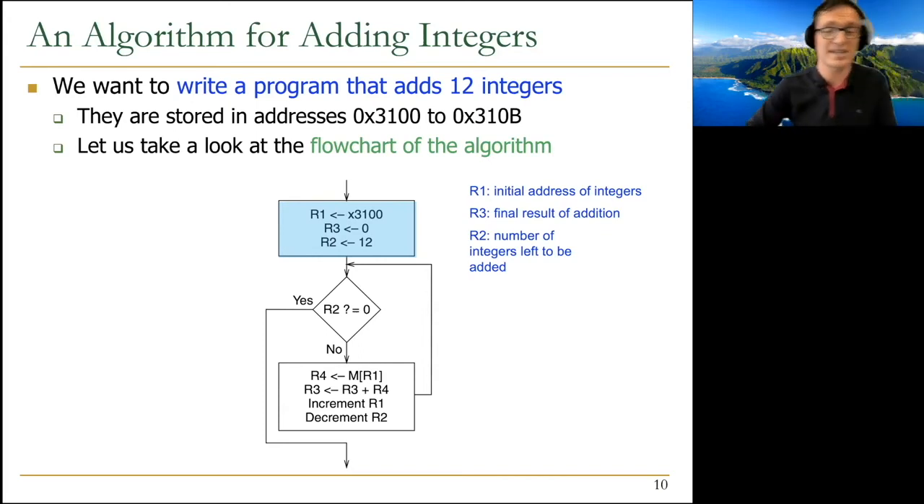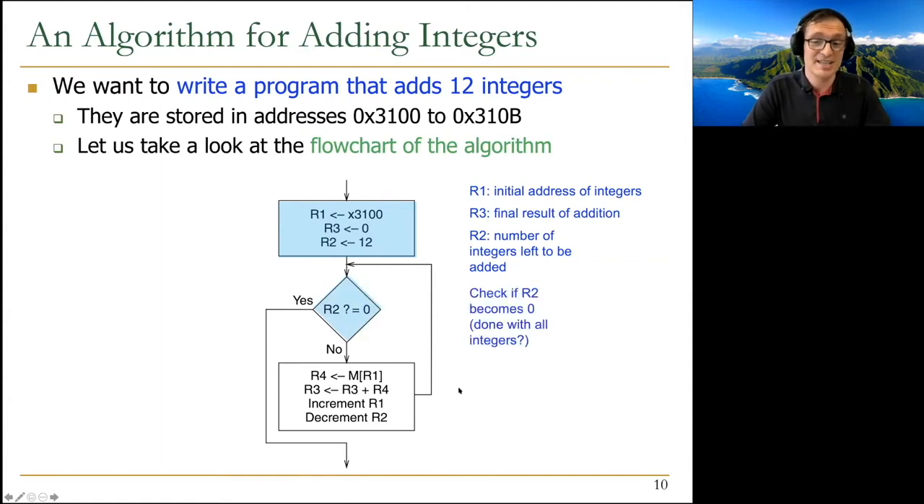Almost always algorithms have initialization parts, and that's what we're doing here. Then the first step is to test whether R2 is equal to 0, meaning whether we have any integers left to be added. If it's not equal to 0, then we do the addition. If it is equal to 0, which means we've reached the end of all the integers to process, then we get out of the loop and do whatever else, maybe output this to a screen, for example. So basically, are we done with all integers? That's what this is checking.